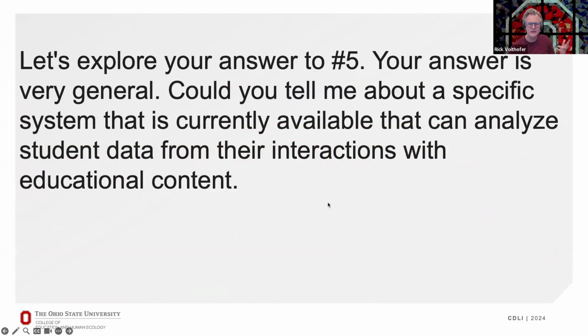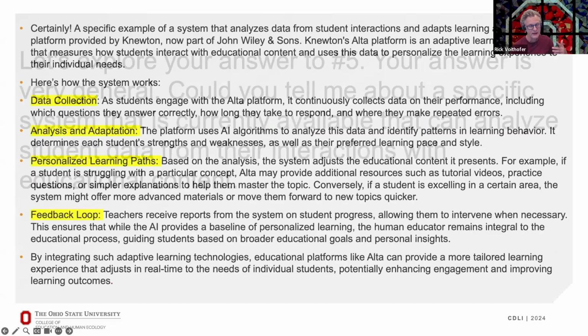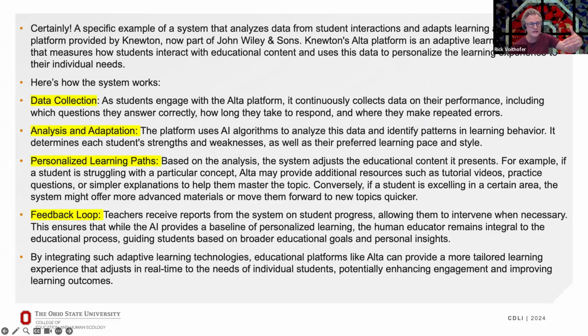I said, let's explore your answer to number 5. Your answer is very general. Could you tell me about a specific system that is currently available that can analyze student data from their interactions with educational content? And then it went through and talked about this system called Newton, which is owned by Wiley and Sons. And it told me about some of the ways that they do testing and they personalize and they do feedback.